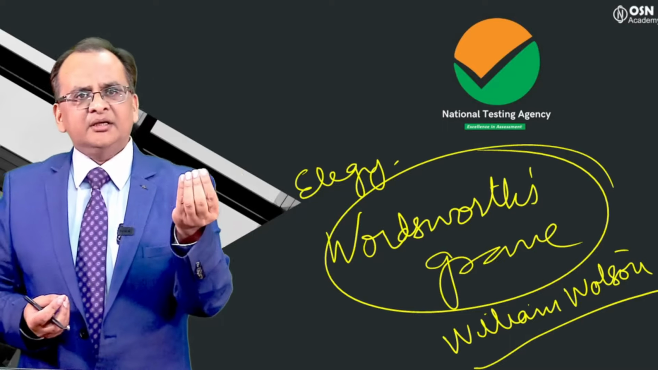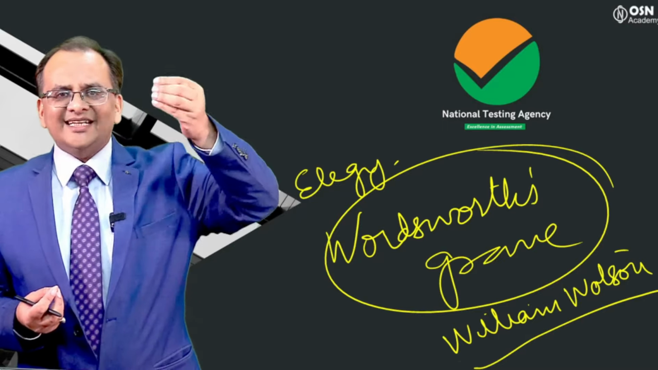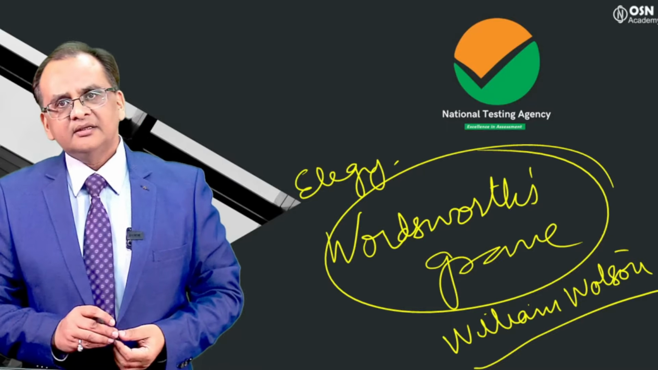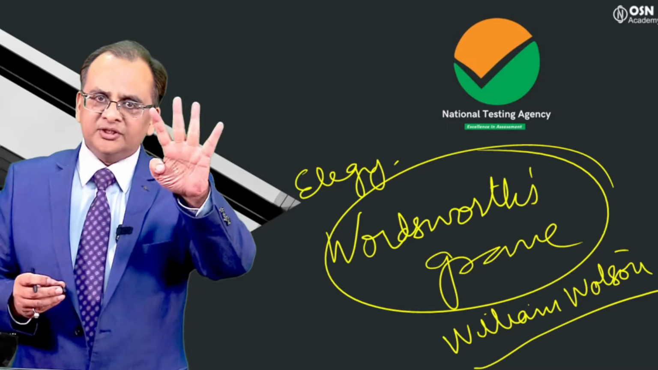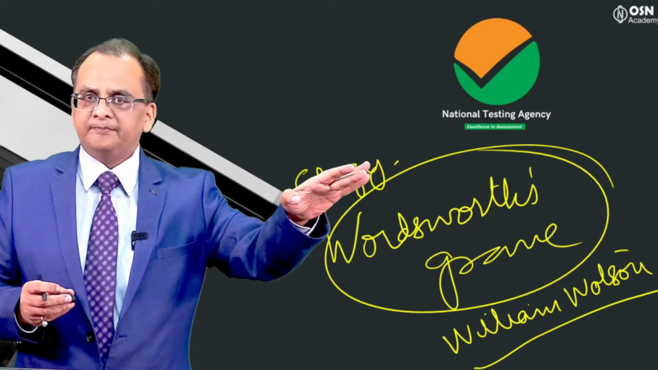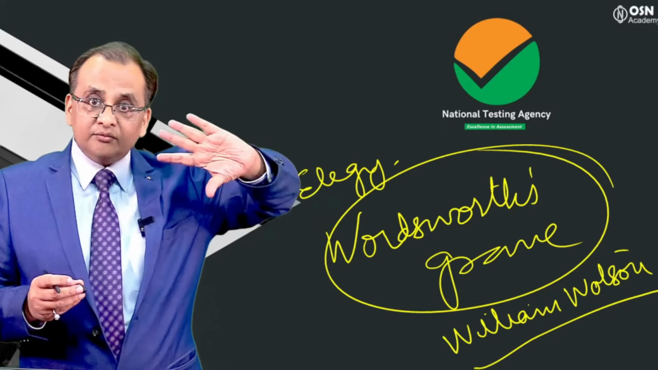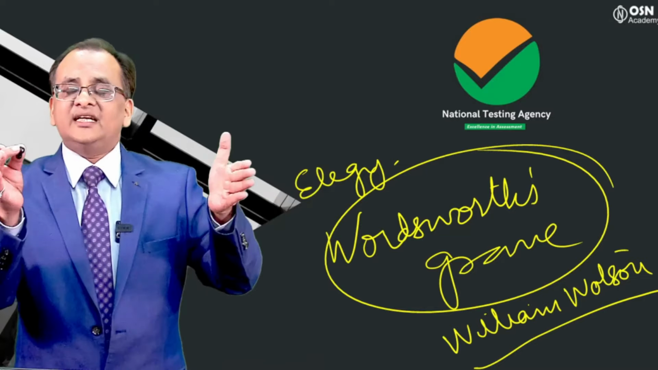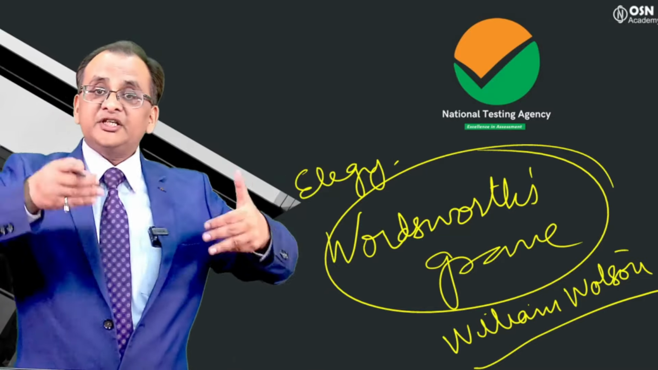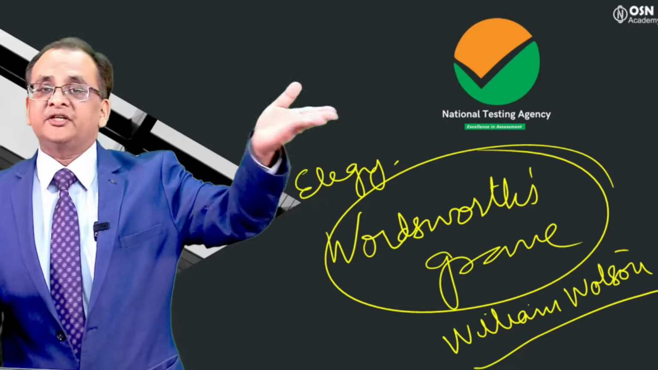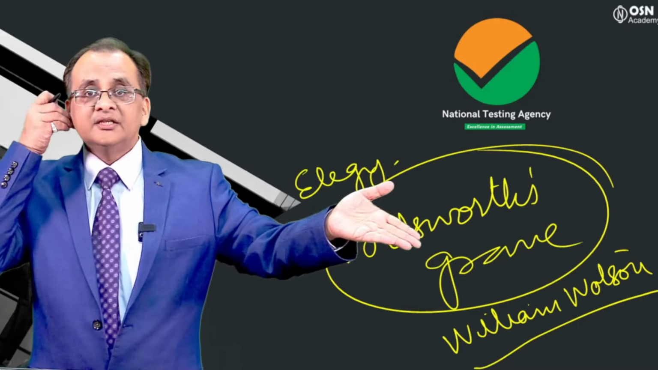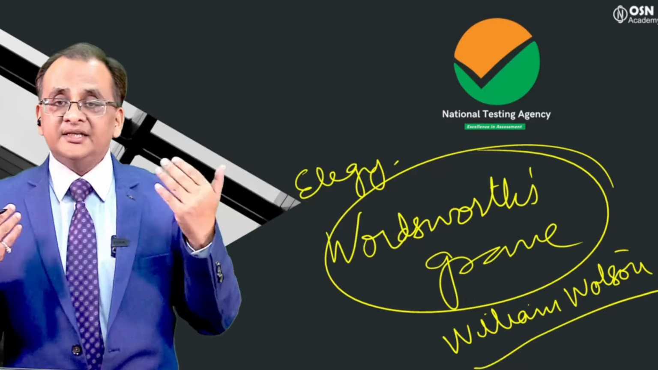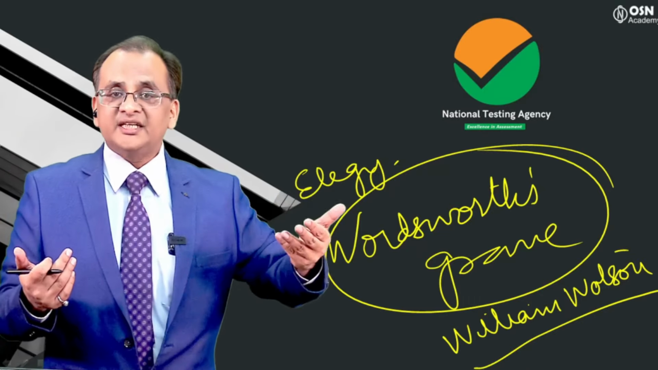Now, a question can be asked: this elegy, Wordsworth's Grave, who has written this elegy? In the options, there will be 4 options. One option will be William Watson. And what is the name of that elegy which is known as Wordsworth's Grave and Other Poems? You will immediately understand that it is Wordsworth's Grave written by William Watson. So these are one-liners which will help you a lot in understanding what the UGC NET exam is.